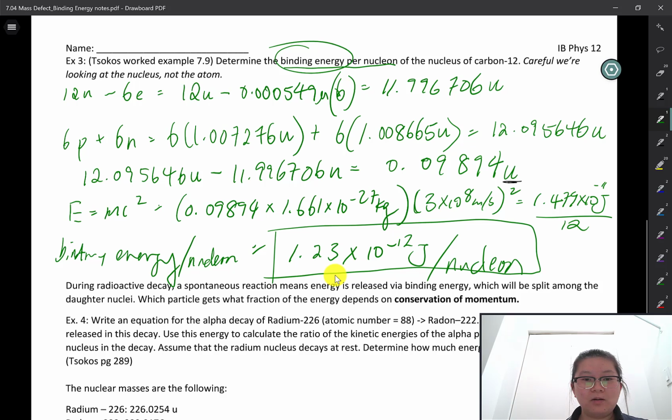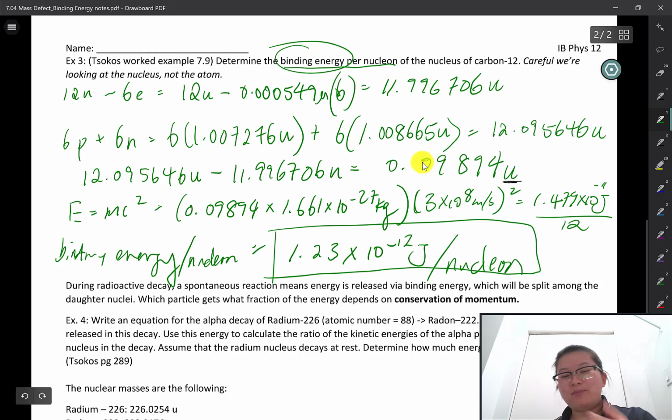So that's it for this part, which is showing the binding energy per nucleon. Be careful what your nucleus is before you divide by the number of nucleons. Otherwise, there you go. Mass defect to binding energy.